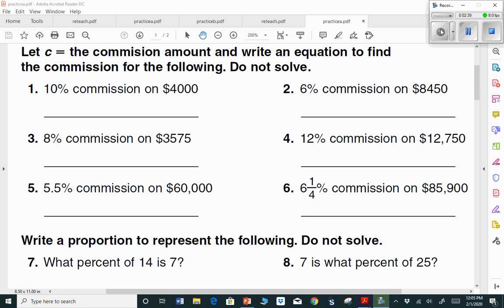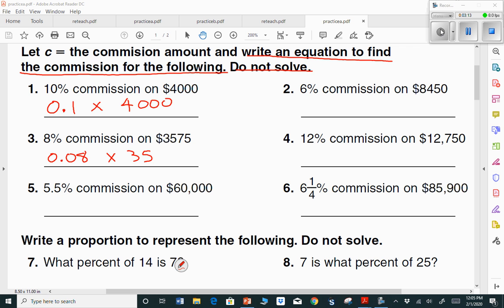Okay, in this little exercise, it says that we're going to simply write an equation to find the commission for the following things, and we don't even have to solve it. So we're just going to write down what problem we would do to find the commission. So 10% as a decimal is 0.1 times $4,000. That's how you would find the commission. Number 3, 8% is 0.08 times 3,575.